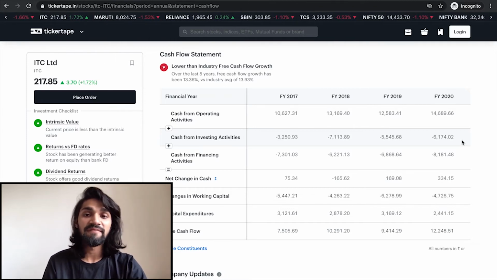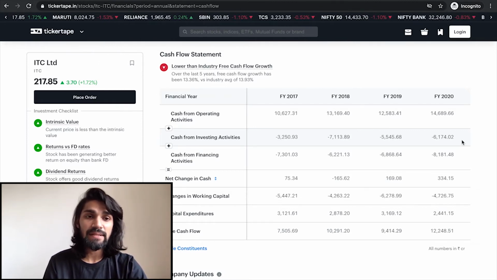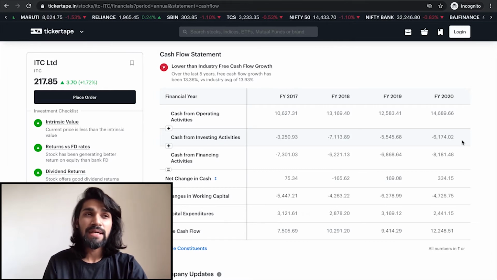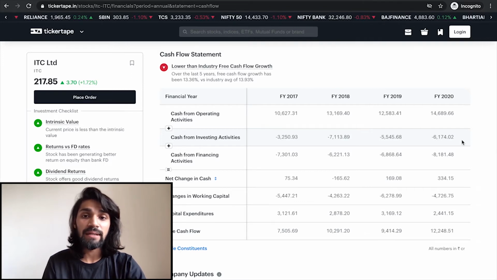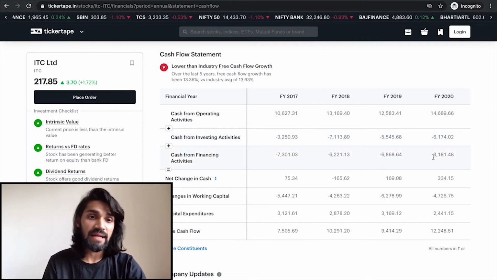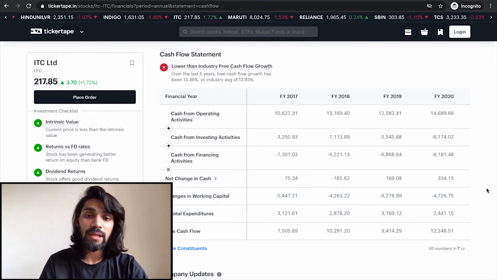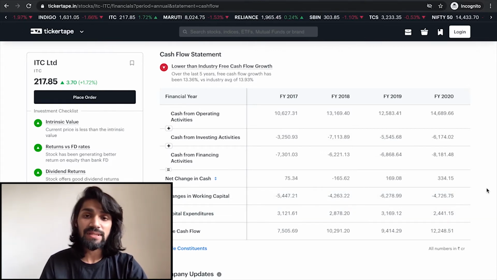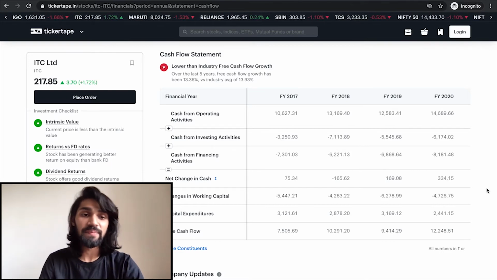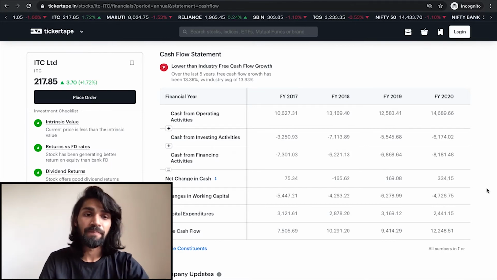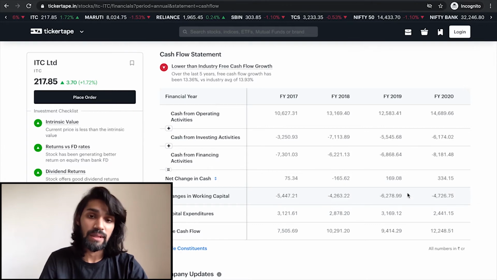Next is cash from financing activities. This basically means how much cash did the company spend into paying debts or maybe paying the shareholders dividends. All these come under cash from financing activities. Once you sum up these, you get net change in cash. Next thing is changes in working capital. Changes in working capital means how much change was there in the working capital since the previous year compared to this year.